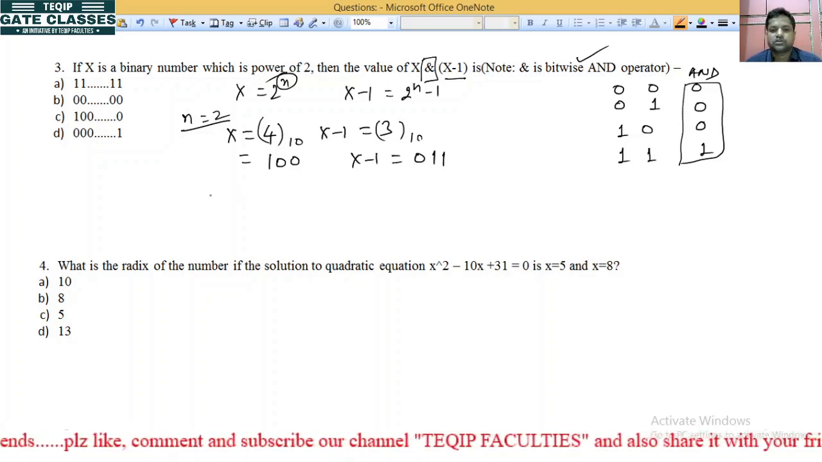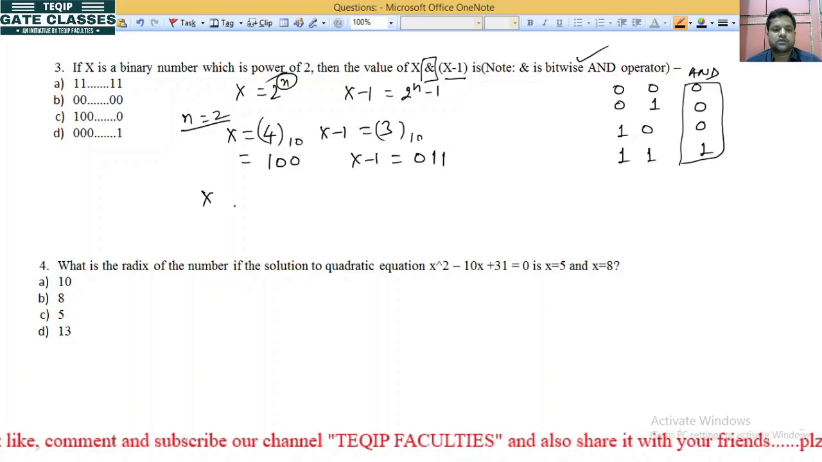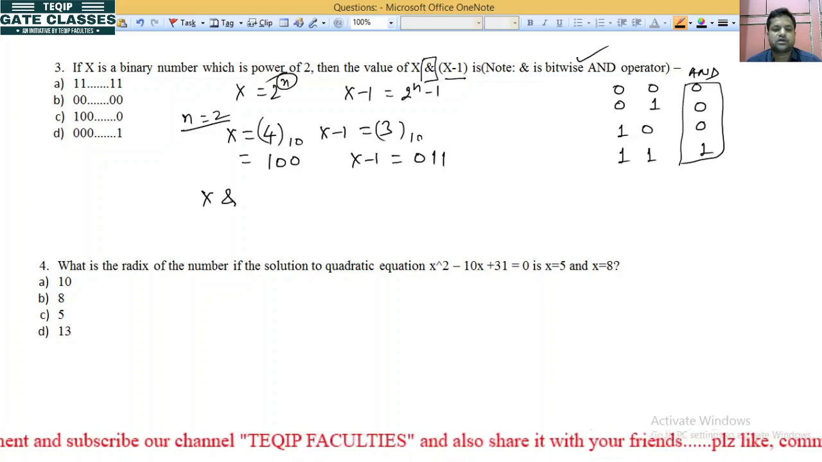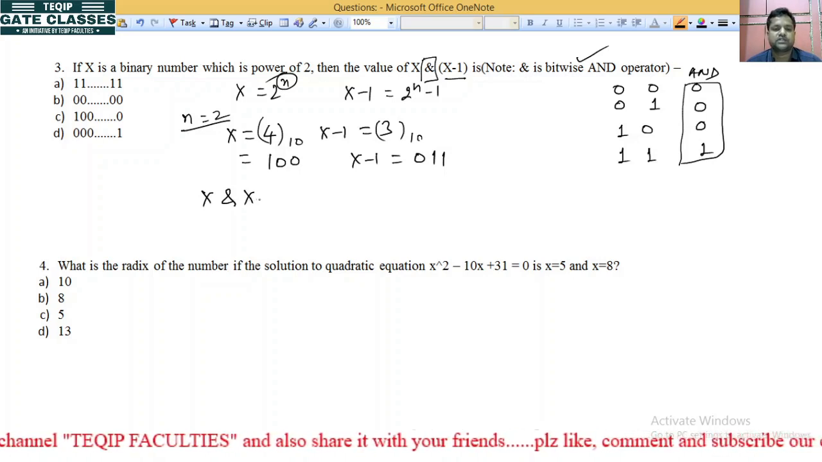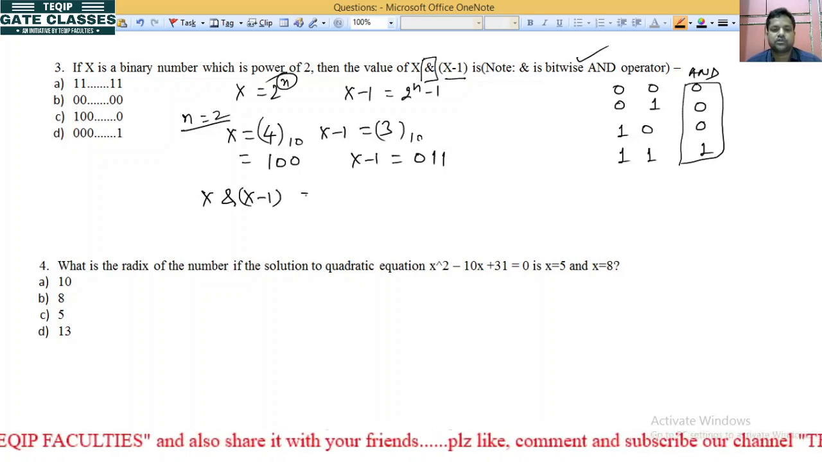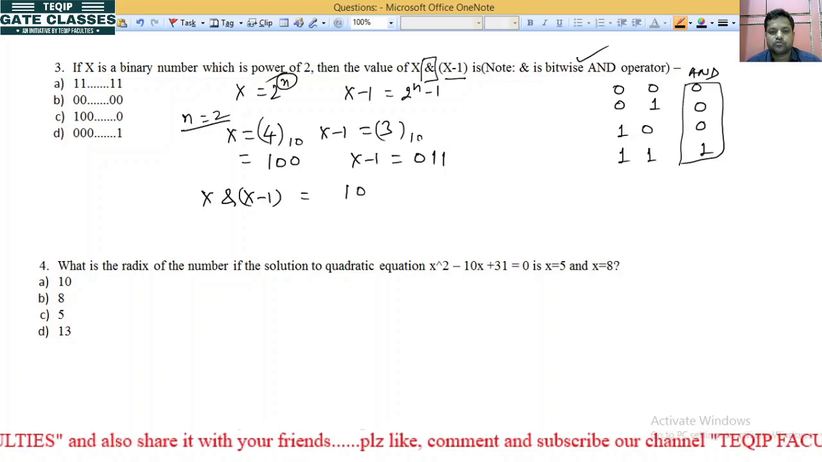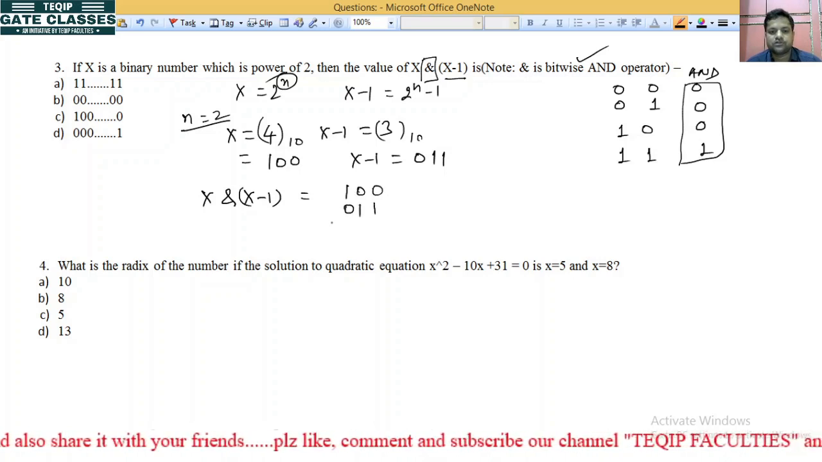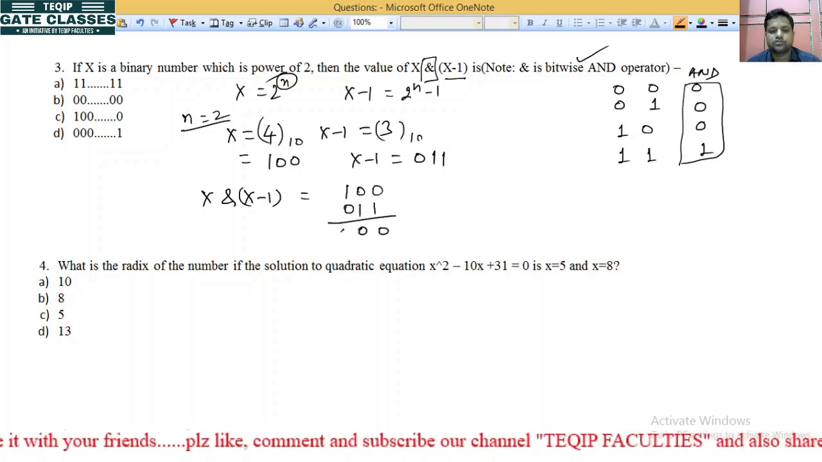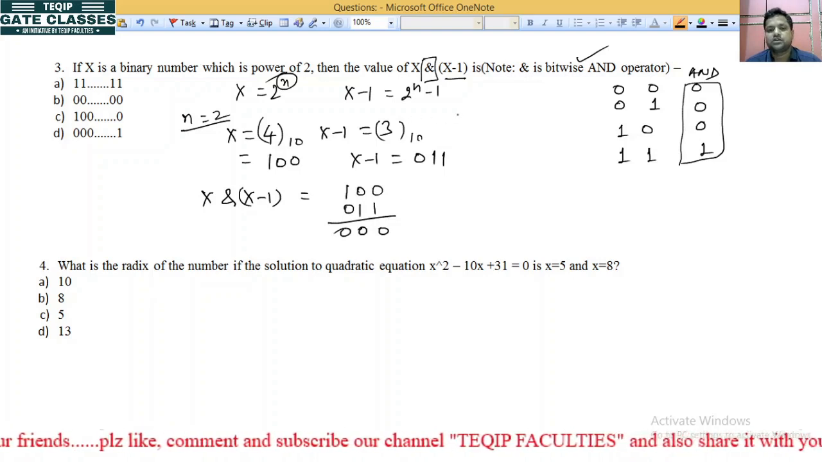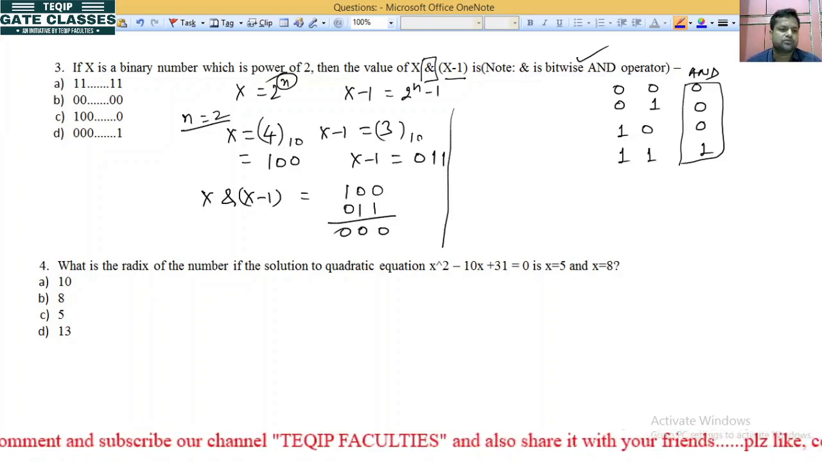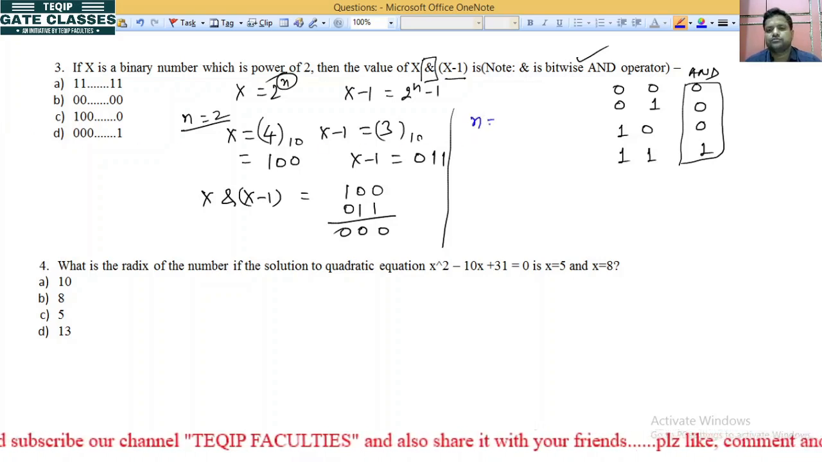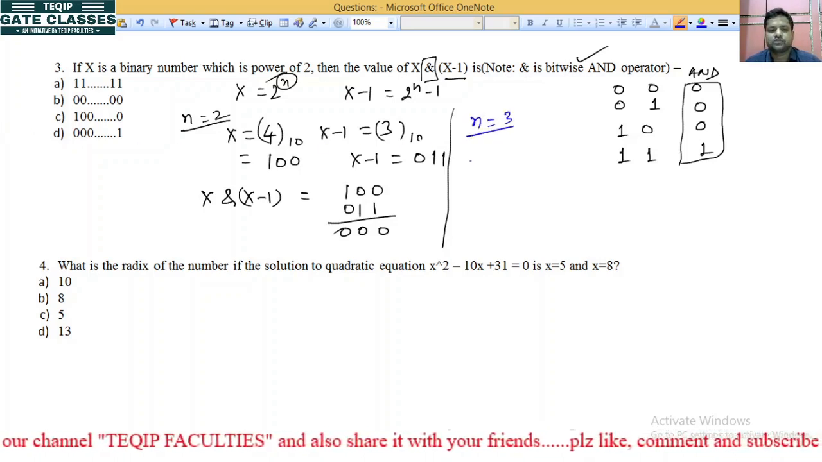So what will be the result of x bitwise AND x minus 1? It is not ampersand, it is bitwise AND. So it will be 1 0 0 AND 0 1 1. What will be the value? 0 0 0. Okay.